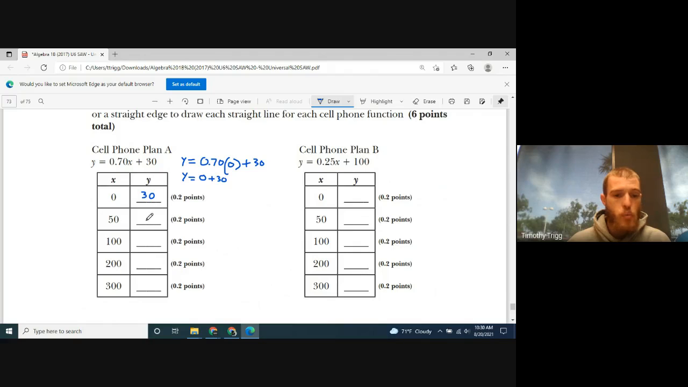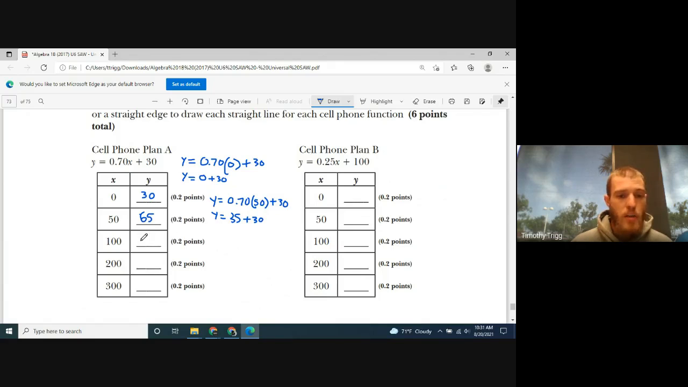Okay, let's try the next point. This time I'm going to replace X with 50. So it'll be Y equals 0.70 times 50 plus 30. So you would do 0.7 times 50, that's 35, plus 30, which is 75. Or sorry, 65. I can't add.